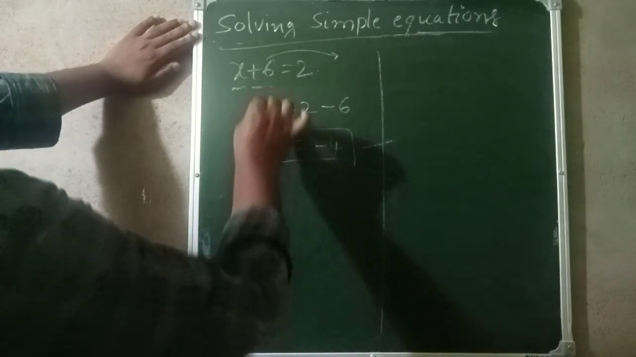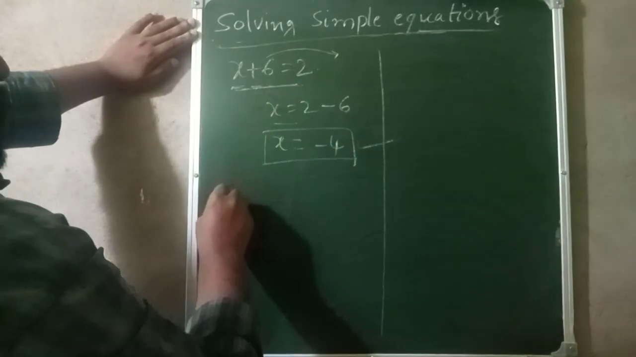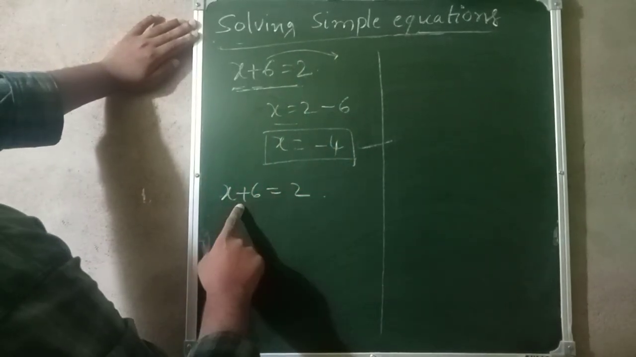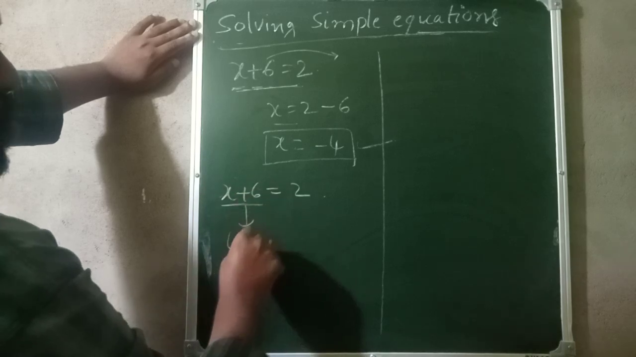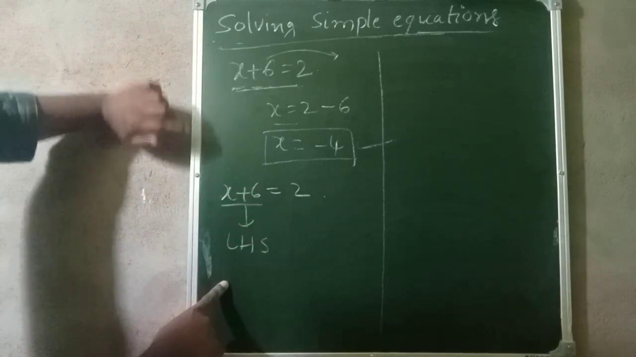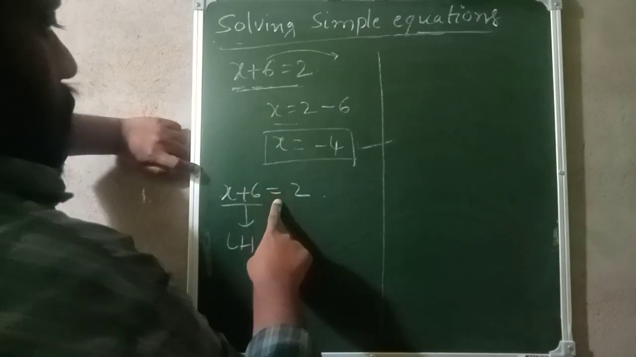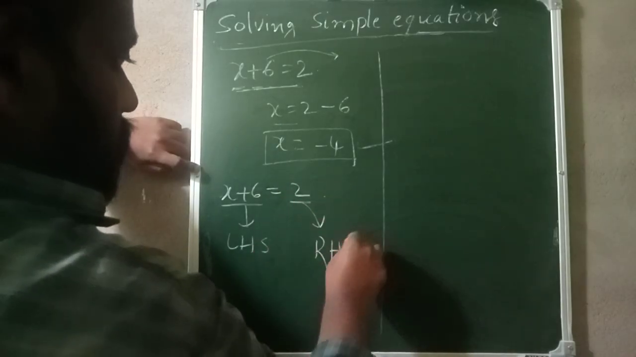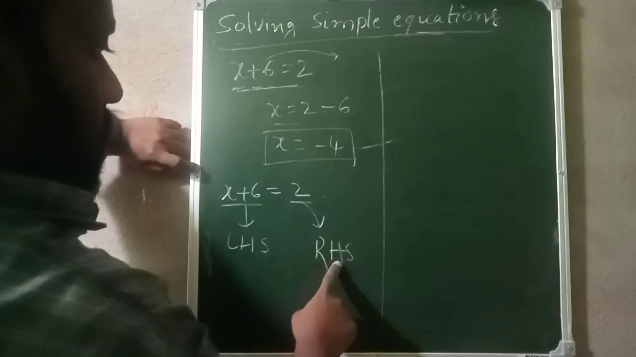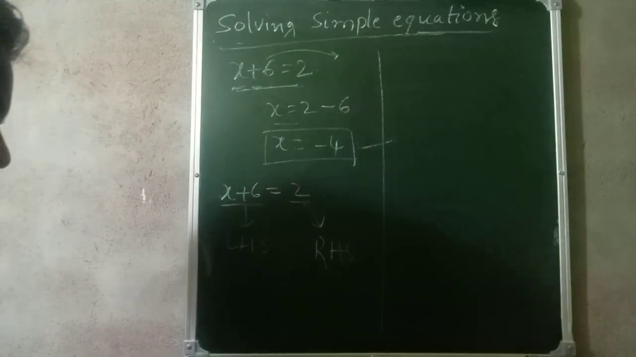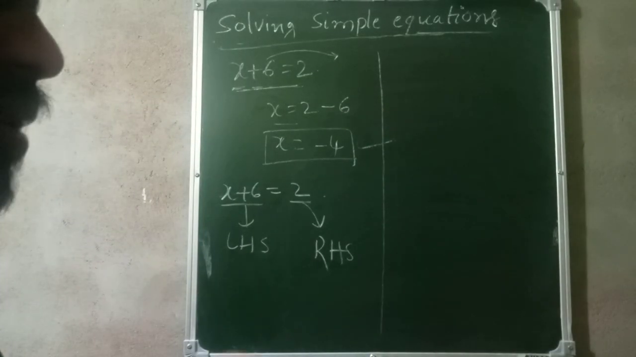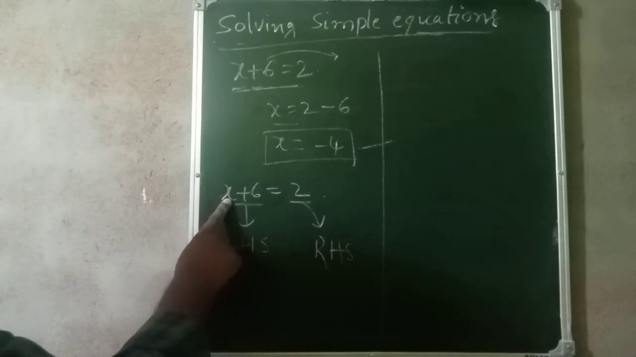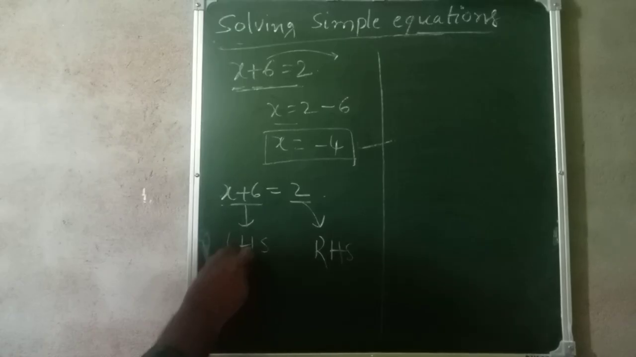Before that I will write this equation once again here. x plus 6 is equal to 2. Before this equal sign, whatever is there, that is LHS. LHS means left hand side. After this equal sign, whatever is there, that is RHS. RHS means right hand side. Now check on which side the variable x is present. So variable x is here and this is present on LHS.